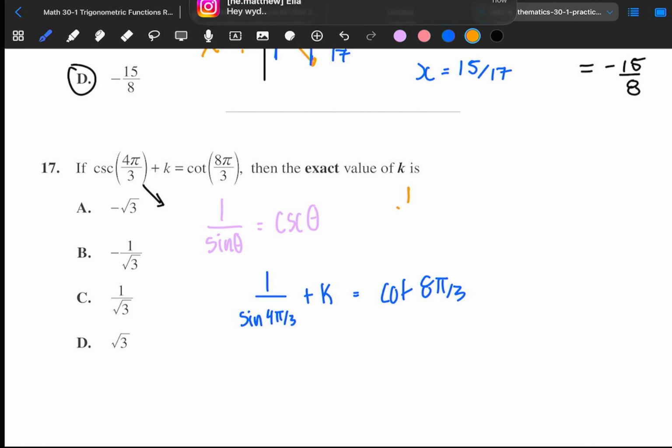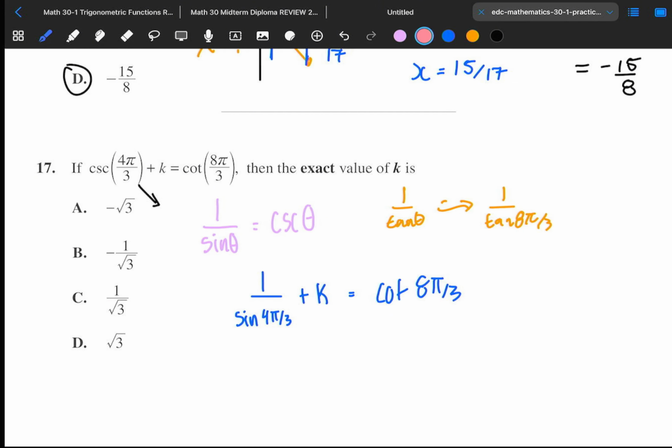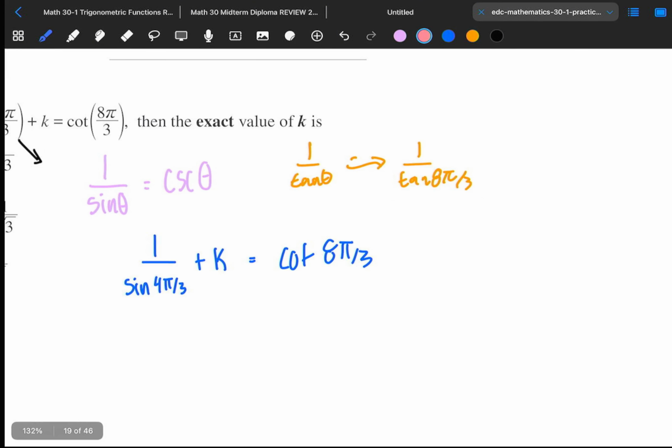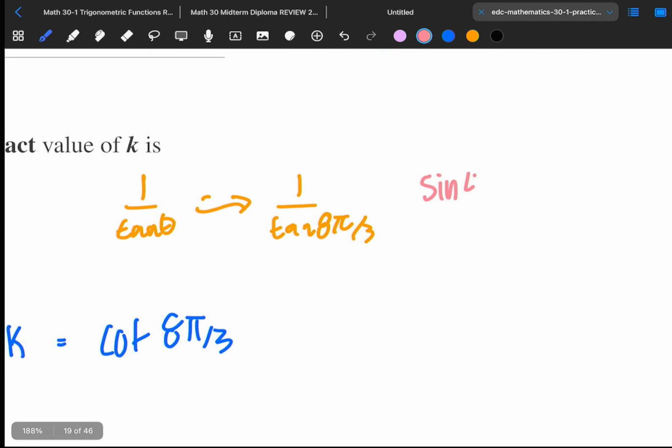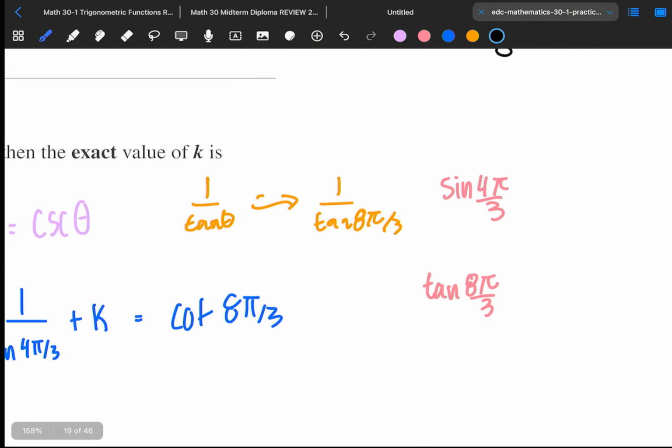Now I want to rewrite cotangent as 1 over tan theta is equal to cot theta. And you'll realize that this just becomes 1 over tan of 8 pi thirds, okay? So I want to find the exact value for sine of 4 pi over 3, since we're asked to find all the exact values here. And I also want to find the exact value of tan of 8 pi over 3, because these will be very useful here.